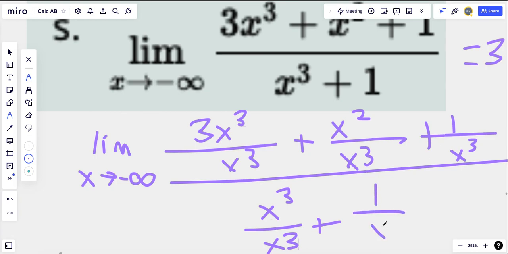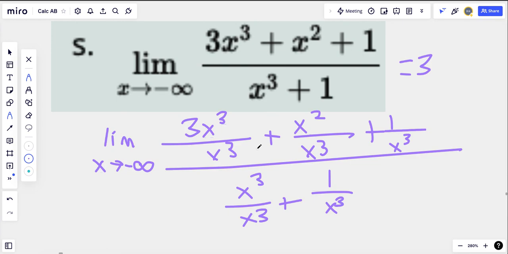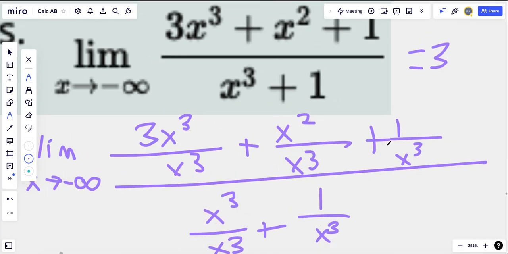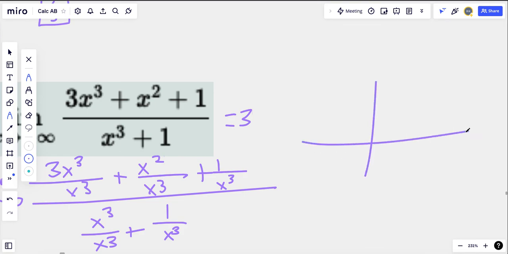And now after we divide everything by x cubed, we can notice, like I said before, this is 1 over x, this is 1 over x cubed. Both of these, as x goes to negative infinity, are also 0. You can think of it as something like this and this. This is 1 over x, right? As x goes to infinity, this thing is approaching 0. And as x goes to negative infinity, it's also approaching 0.